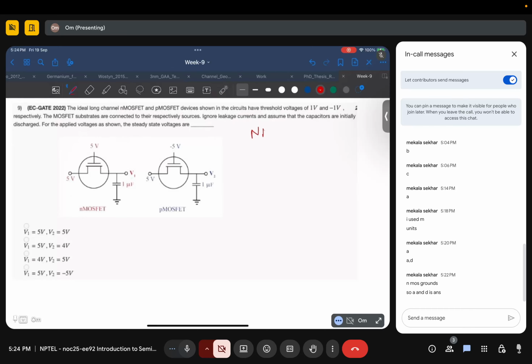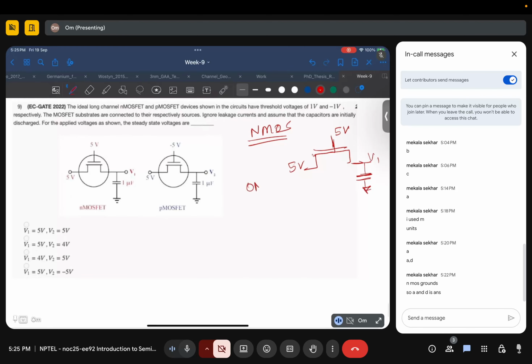Let's first consider NMOS. So here you have applied 5 volt here, 5 volt here, and some V1 is here. So when NMOS is on, it should directly pass this 5 volt, right? But for it to be on, VGS should be greater than VT, right? And VT is 1 volt.